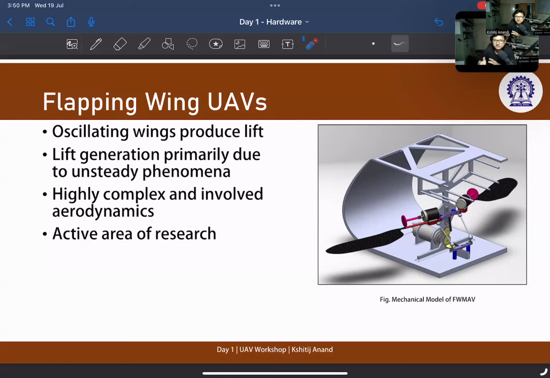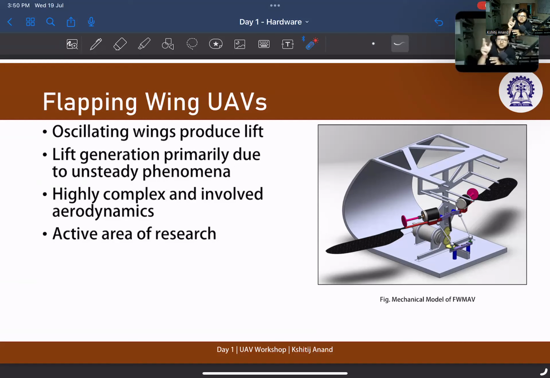The lift generation here is primarily due to unsteady phenomena. What is unsteady phenomena, for people who are not from an aerospace or mechanical background? When a fluid is flowing, or there is movement in the flow field, we can call it steady or unsteady. Steady is when the flow field does not change with time, and unsteady is when the flow field is changing with time. When you have fixed wing UAVs, once it starts traveling at a constant speed, the flow field roughly looks similar all the time. So we can call it a steady phenomenon.